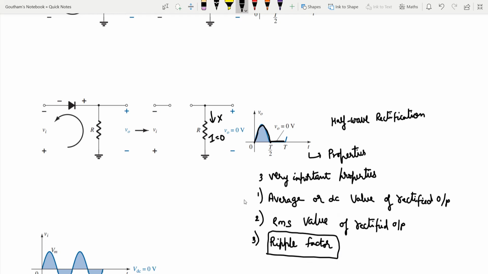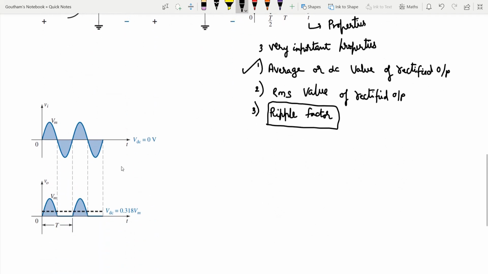So first let us discuss the average value of the rectified output. For a half wave rectifier, this is the input output waveform, isn't it? If the input waveform is a complete sinusoid, the rectified output has only positive half cycles, but it has no negative half cycles; during the negative half cycle the output is completely zero. So here the DC value is 0, isn't it? Why? Because here the positive area and the negative area cancel out each other, and the VDC of the input signal is equal to 0. But that is not the case with our rectified output.